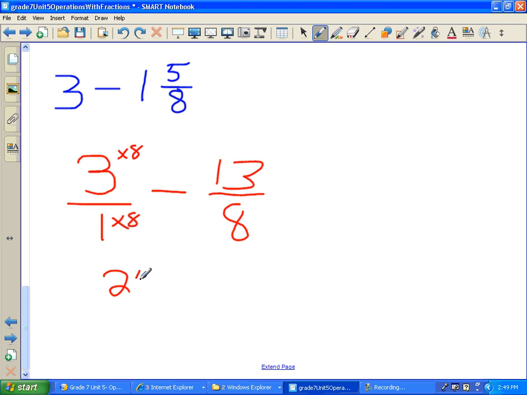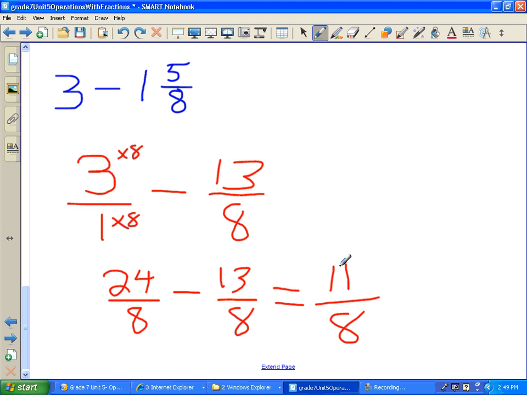Now I'll have 24 over 8. Take away 13 over 8. And my answer that's left is 11 over 8. I'm not going to leave it like this. I'm going to change it back into a mixed number. 8 will go into 11 one time, and there's 3 left over out of 8.